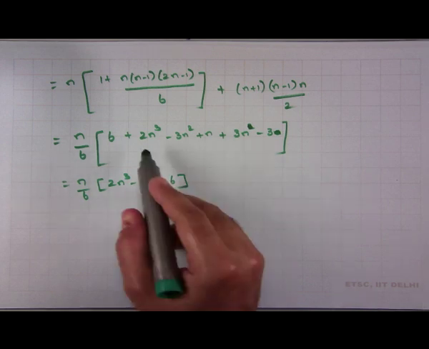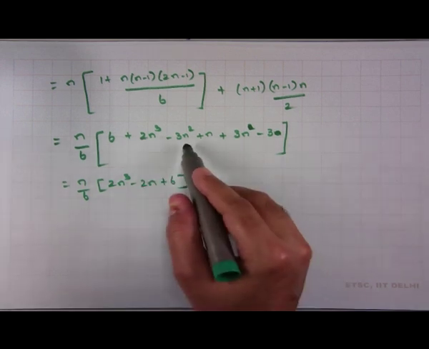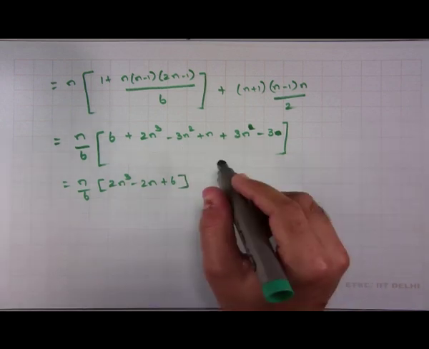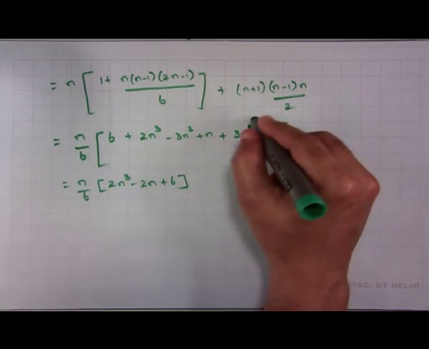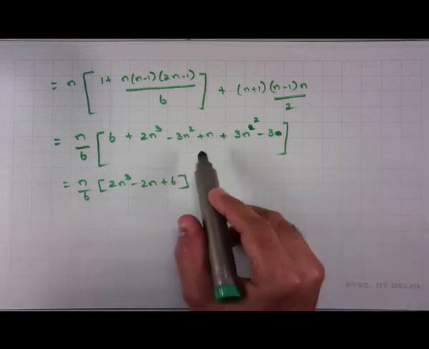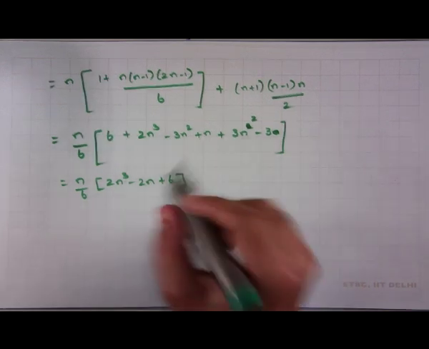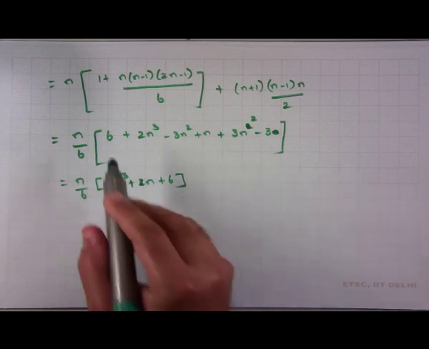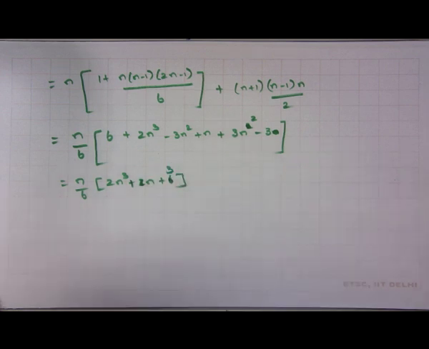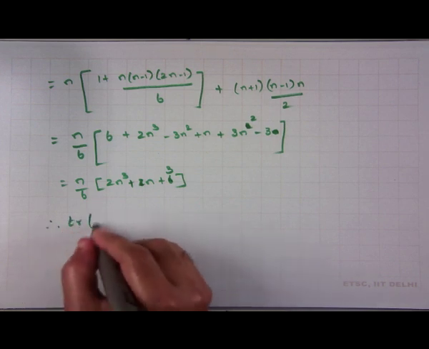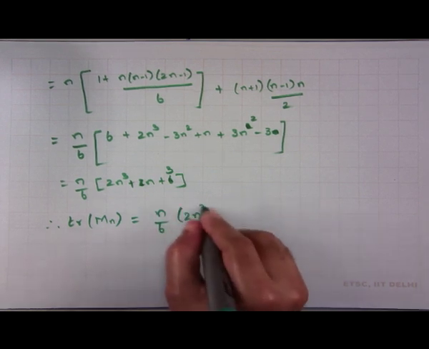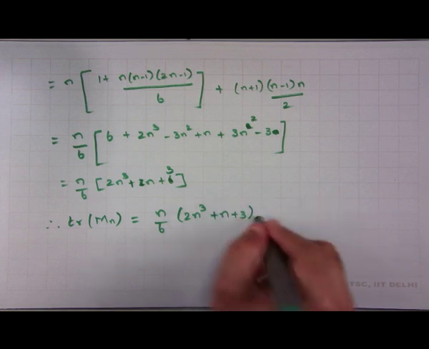So, what will I have? 2n cube minus 3n square, sorry, 3n square remains. So, this 3n square gets cancelled, and then terms regarding n, I will have only just plus 2 plus n, 6 minus 3 is just 3 plus 3. So, this is the final solution. Therefore, trace of Mn is n by 6 into 2n cube plus n plus 3.